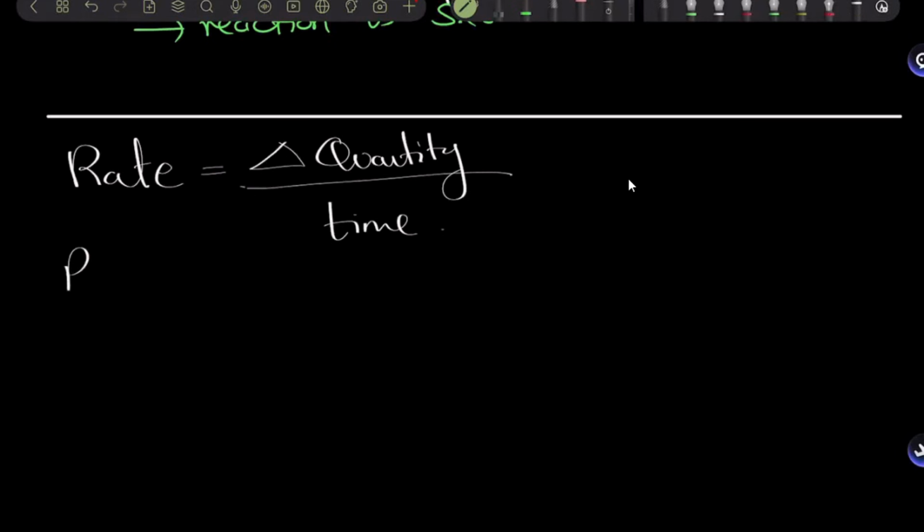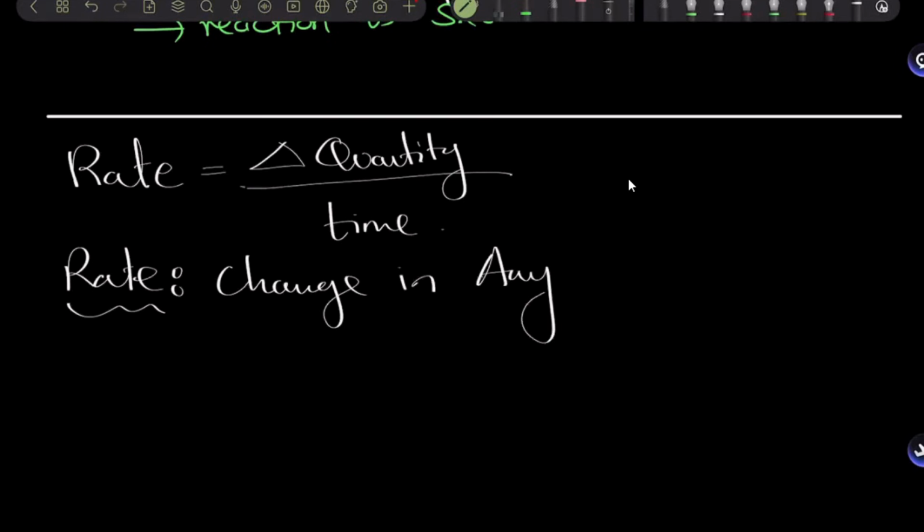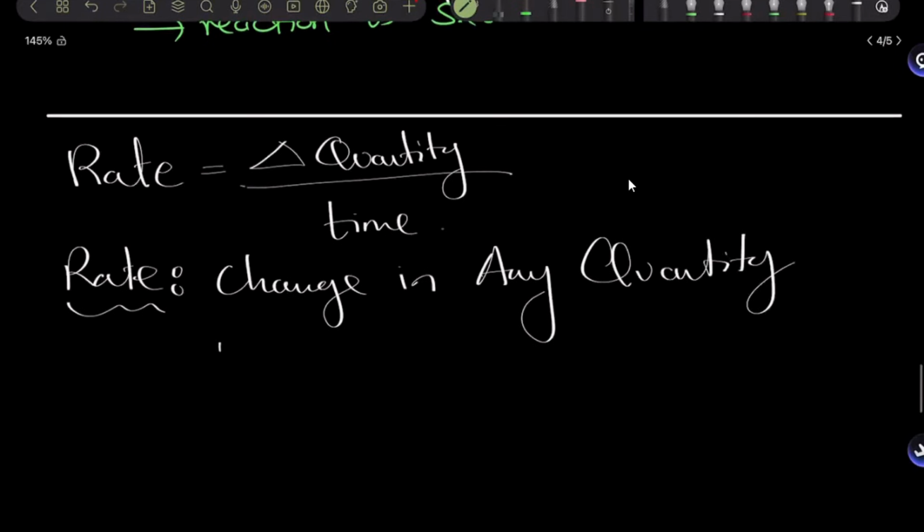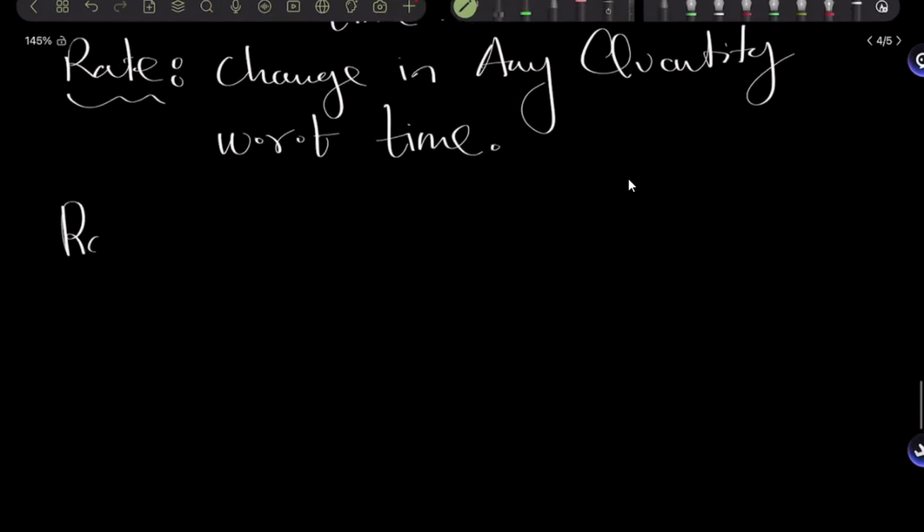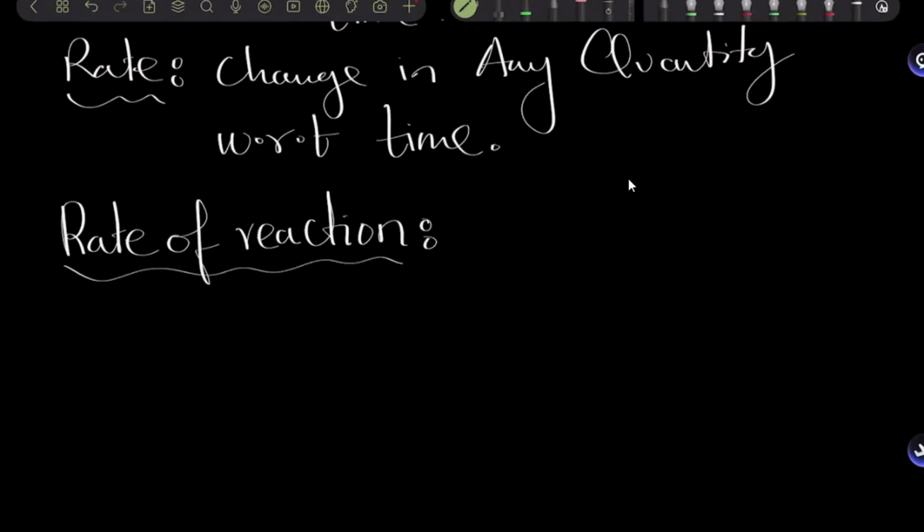So we can define rate as the change in any quantity with respect to what? Time, right? Now in chemistry, what is rate or rate of a reaction? Now let's define rate of reaction. What is rate of reaction?